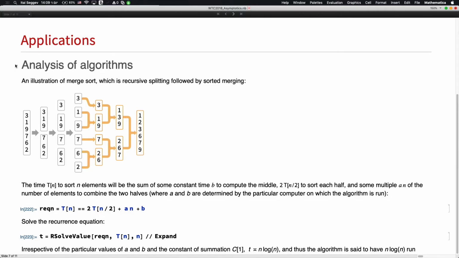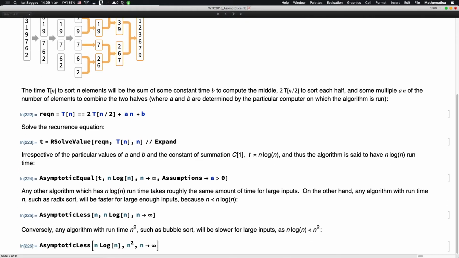Okay, so some applications. A famous application is the analysis of algorithms. This is an illustration of merge sort. I will assume you either know what a merge sort is or are just amazed by this picture, so it tells you everything you need to know. But the basic idea is you have a bunch of numbers you want to sort, you split them up into smaller and smaller groups, then you combine the groups back, but when you combine them, you put them in an ordered fashion into the destination array.